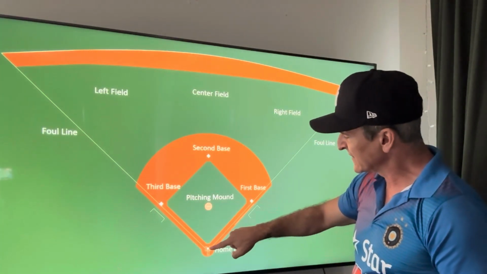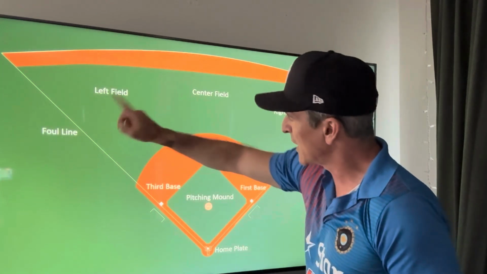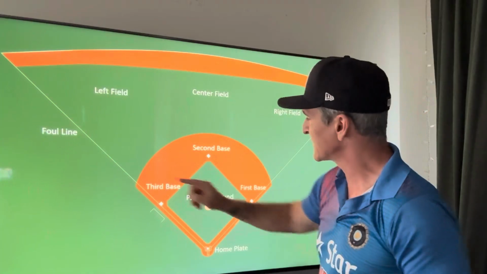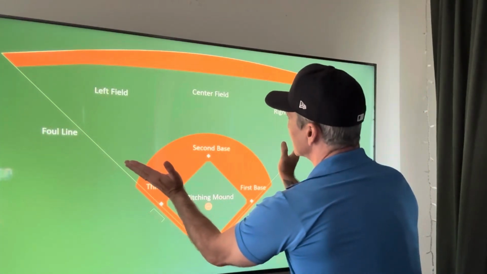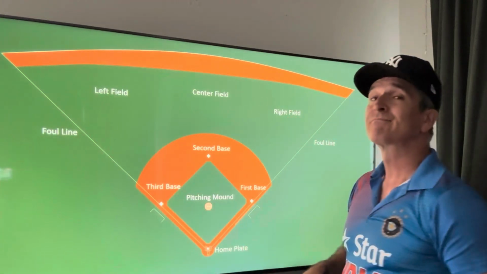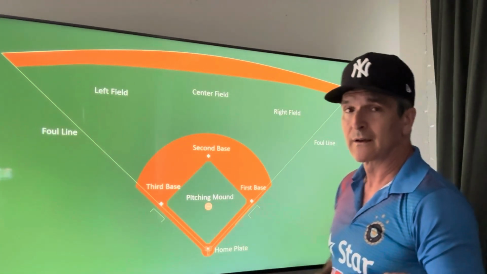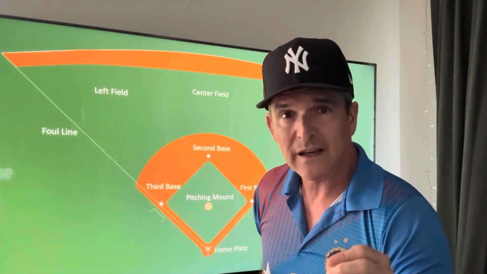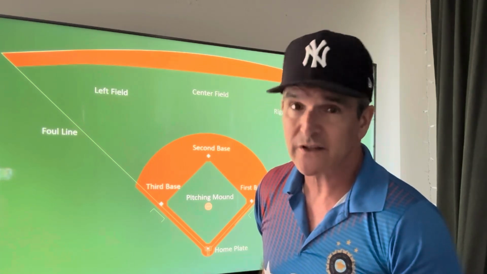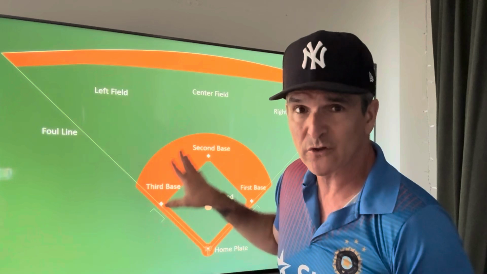The lines that go down the field on either side are called the foul lines. Everything on this side is a fair ball. Anything on that side, foul ball. A foul ball is a strike unless you have two strikes. We'll get into that later. Right now, focus on the field.